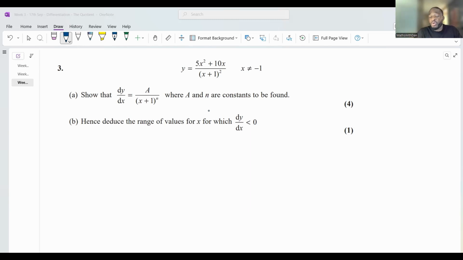So this is a typical question that you can get in an exam whereby they give you some function and they say show that dy/dx is equal to such and such, and they want you to use your algebraic skills to get it into a certain form. So let's go ahead and make a start.